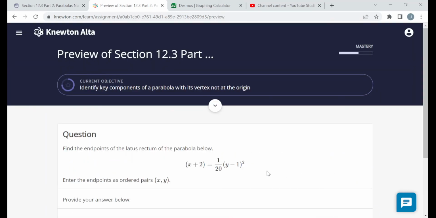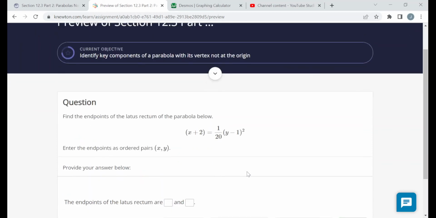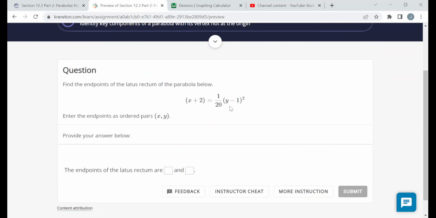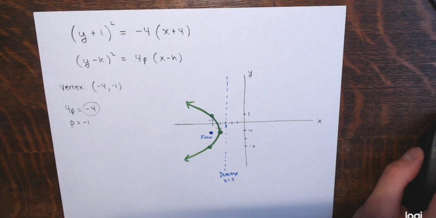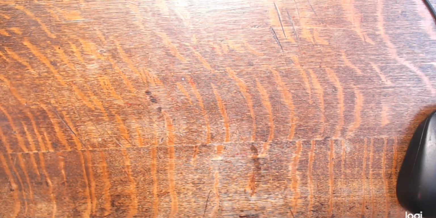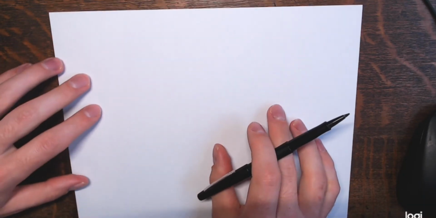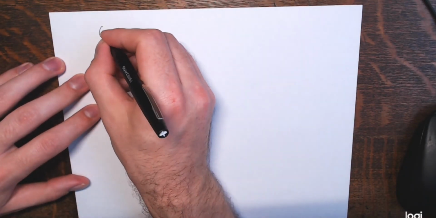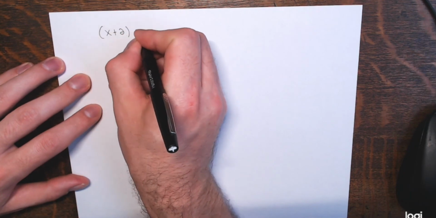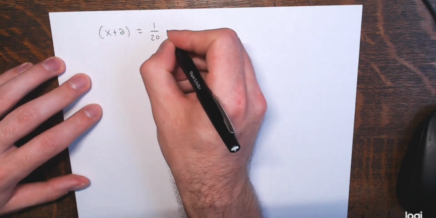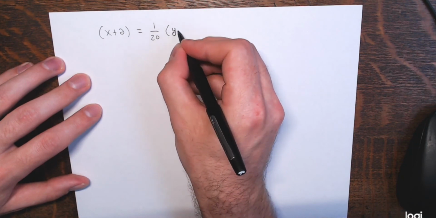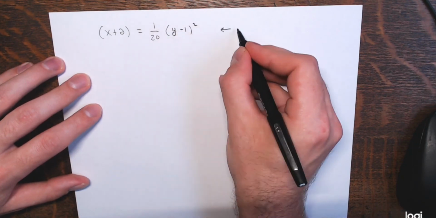All right, so another equation. Find the endpoints of the latus rectum again. Now I'm going to write this one out because this one is not in standard form. Remember, the standard form for a parabola equation has to have the square by itself. We have the quantity x + 2 on the left equals 1/20 times the quantity (y - 1) squared. This is not in standard form.